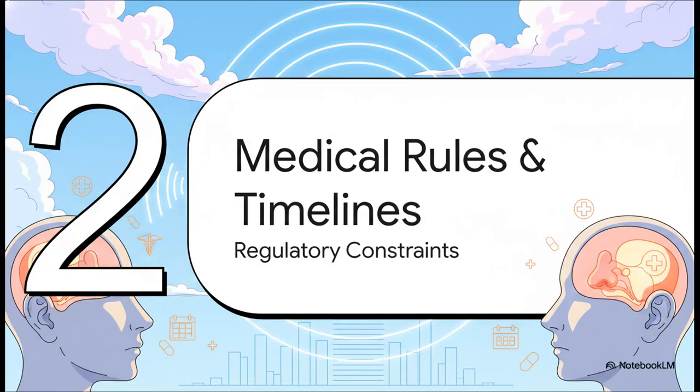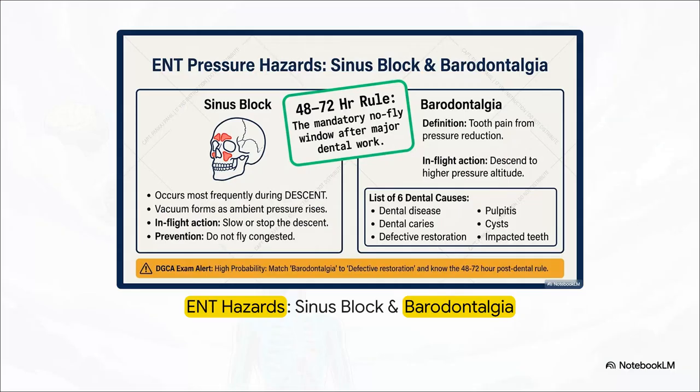Moving on to Section 2, Medical Rules and Timelines, highlighting ground-based regulatory constraints. We're shifting gears now from aerial maneuvers to ENT, that's ear, nose, and throat hazards, and those incredibly strict DGCA wait before flying medical regulations. The primary concept driving this dynamic is Boyle's law. As your cabin altitude rises, the ambient pressure drops, and any trapped gas inside you expands.